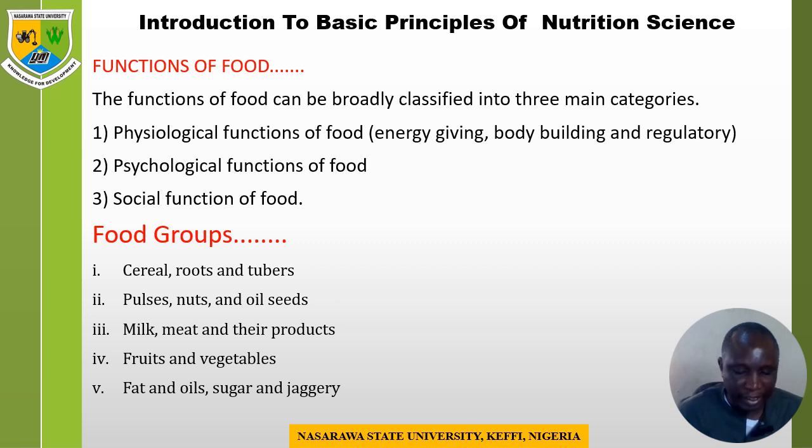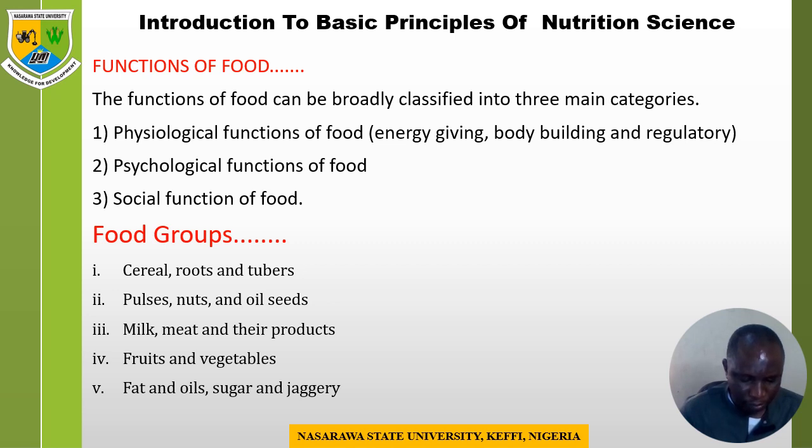tubers. And what do they give us? What kind of nutrients do we get from there? We get energy, protein, little vitamins, vitamin B1, vitamin B2, folic acid, iron, and fiber. The second classification is the pulses, nuts, and oil seeds.